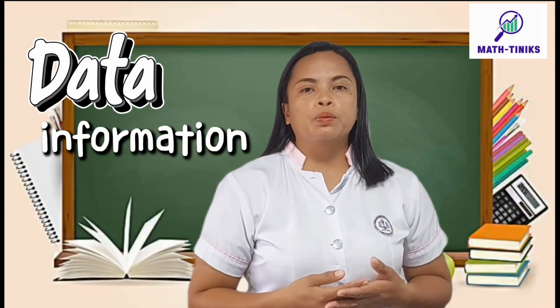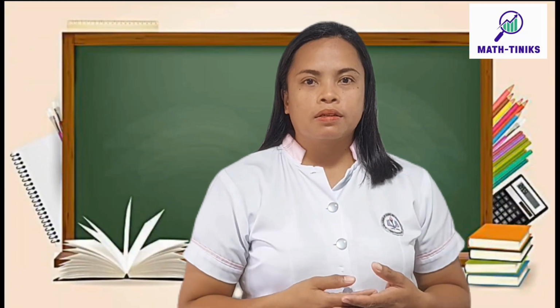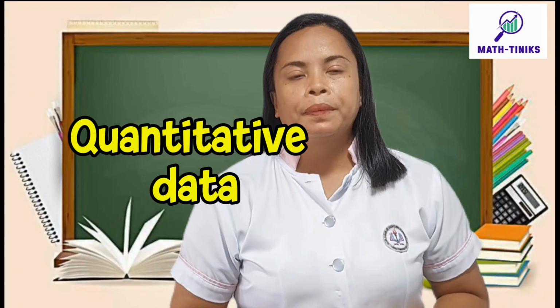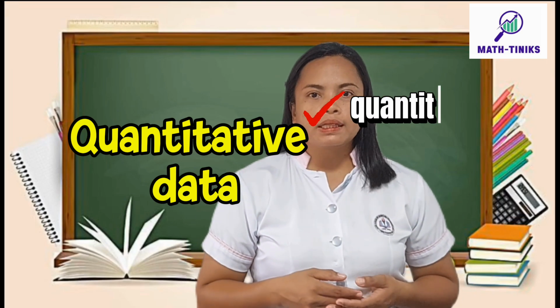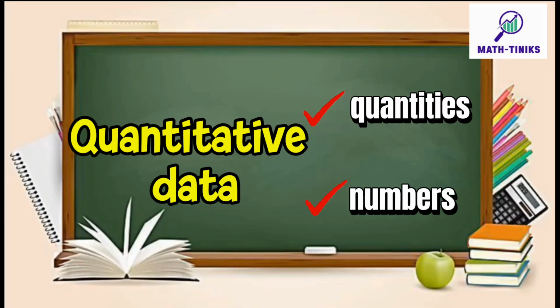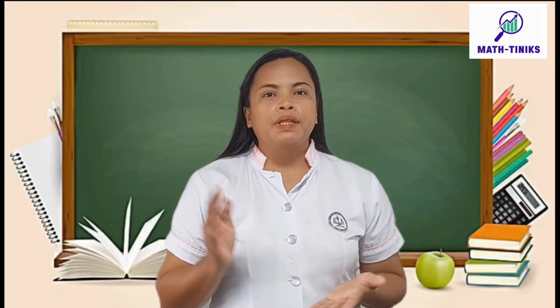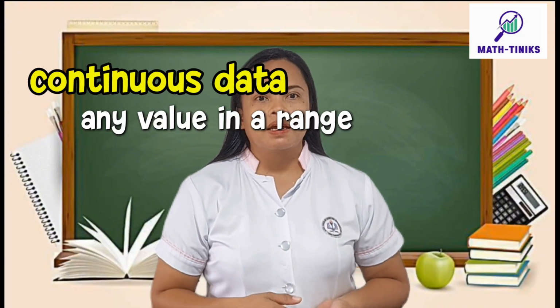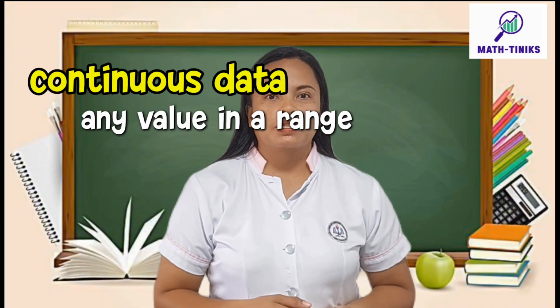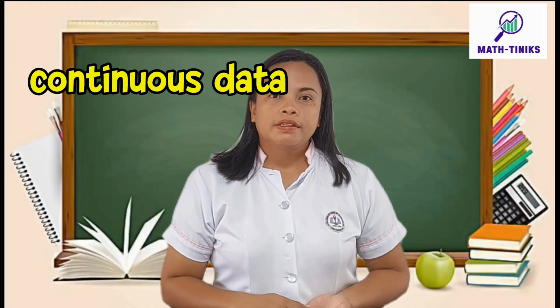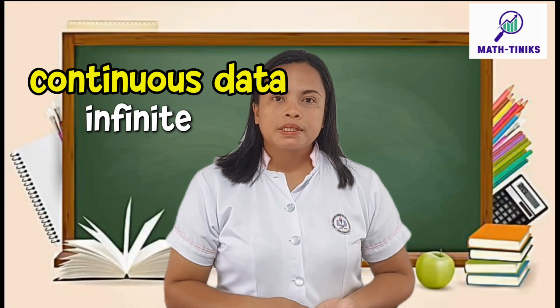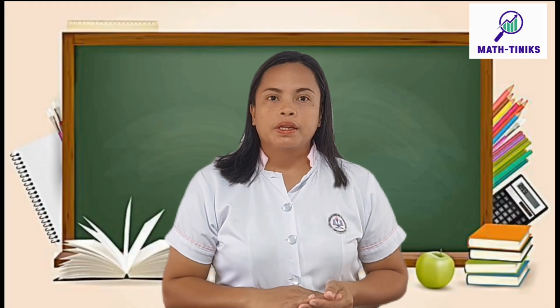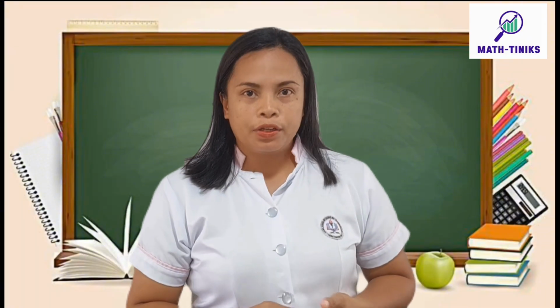The type of data we usually deal with in math is called quantitative data, because it involves quantities that we represent with numbers. Quantitative data comes in two basic types. Continuous data is data that can have any value in a range. For continuous data, there's an infinite number of other possible data values in between any two actual data values.